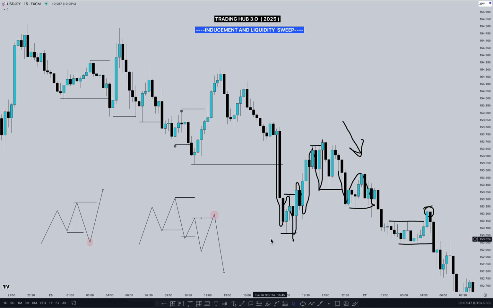That's it. In this chapter, I hope you learned how inducement works and how liquidity sweep works. I will show you exactly how you can take entry in the next upcoming chapter. And if you do not understand anything, you can simply watch this chapter multiple times. I'm very sure this chapter will help you a lot in identifying inducement and liquidity sweep.